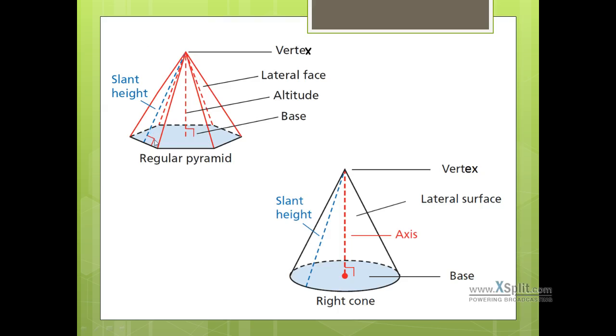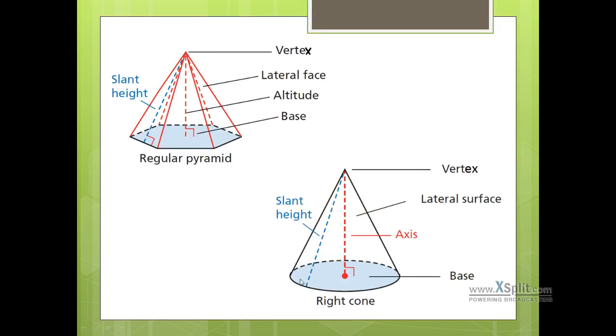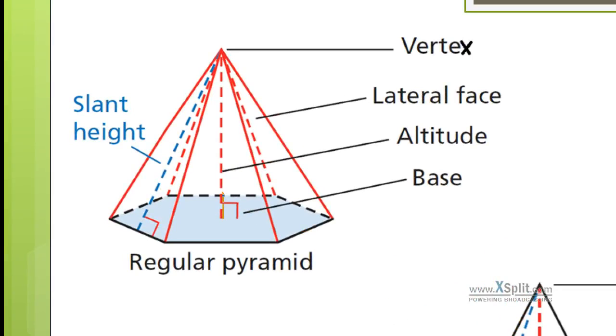The slant height of a pyramid or a cone is going to be the distance upwards on the side of the pyramid or cone. So this distance, let's say from the base to the top going on the outside, is going to be called a slant height.